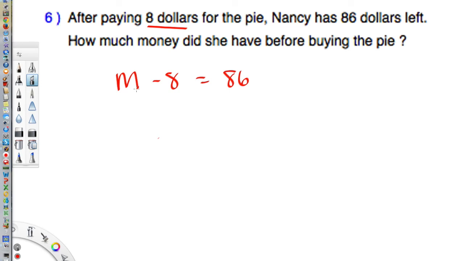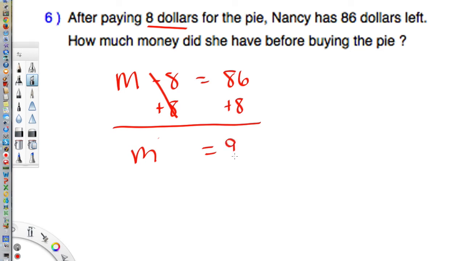Well, we want to isolate the variable M. What's the opposite of subtracting 8? It's adding 8. We add 8 to both sides, and we're left with M is equal to 86 plus 8, which would be $94.